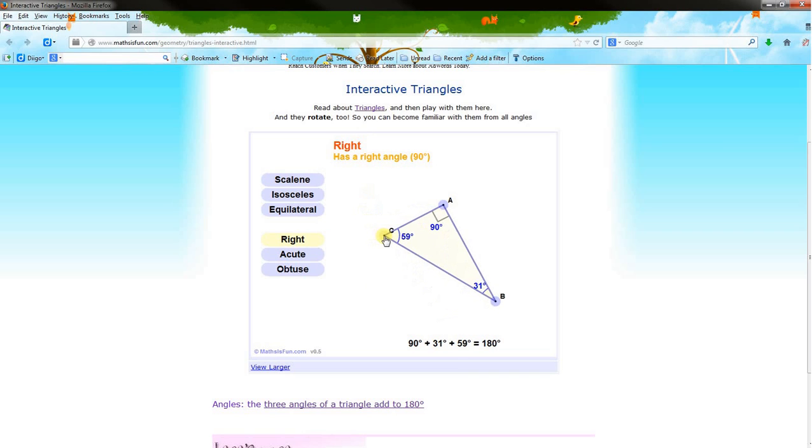A right triangle is a triangle that always has a right angle. So vertex A will always be at 90 degrees. So if you notice, even though I am changing the other vertices, one angle always stays at 90 degrees. And if you look here at the bottom, pay attention how all of the angles always add up to 180.